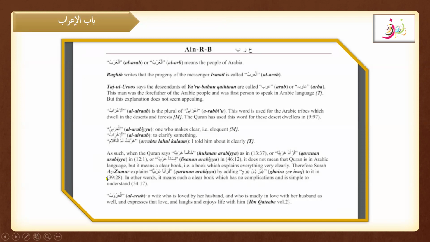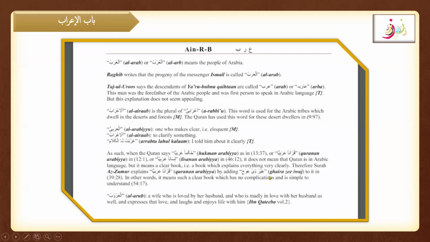And you have seen many examples from the Quran when it is mentioned in it, Hukman Arabiyan, Lisanan Arabiyan, Quranan Arabiyan. It is not only the Arabic language, but it is something that makes something clear. It means a clear book, a book which explains everything very clearly, like in many surahs that you can see here.